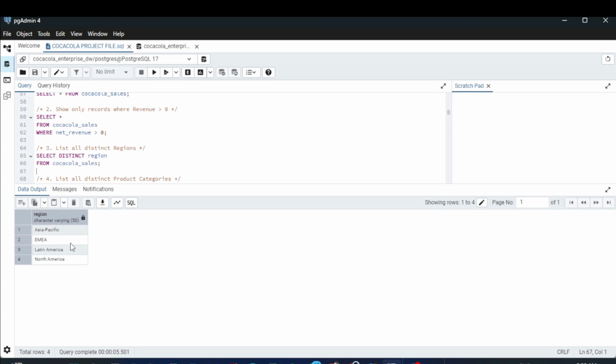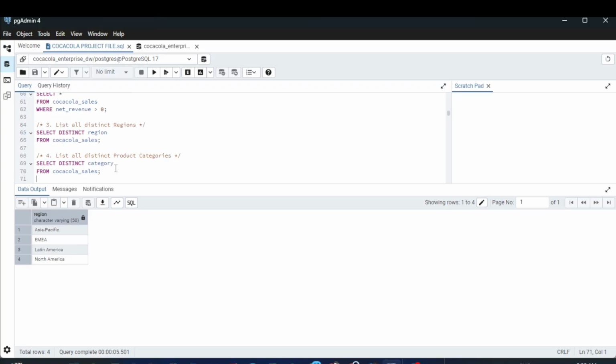Now for the next one, we should list all distinct product categories. So for us to get distinct products, we select the distinct category from the Coca-Cola sales. That will give you the distinct categories that we have: carbonate, energy, juice, and sport drinks. So these are the distinct categories that we have in our data set.